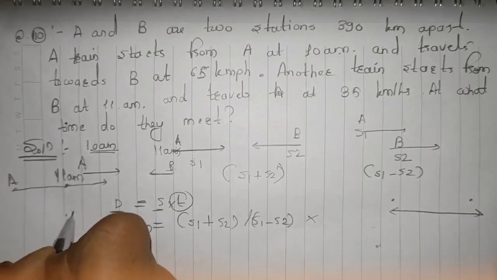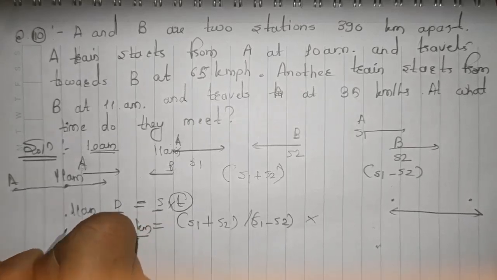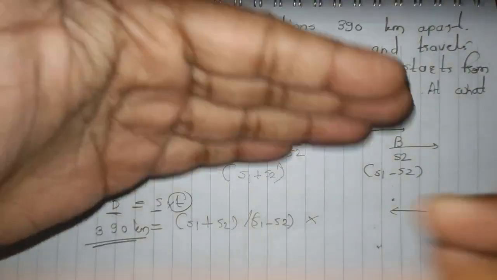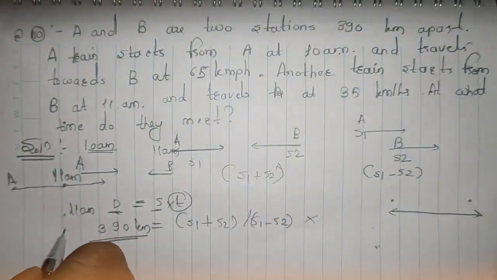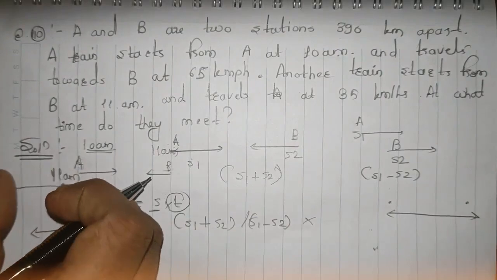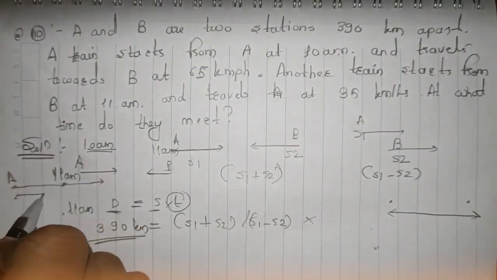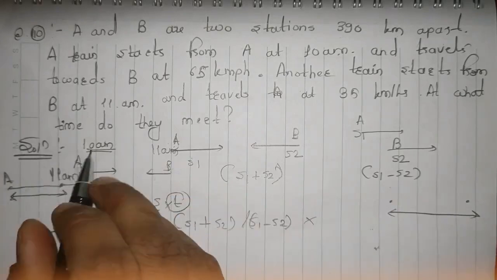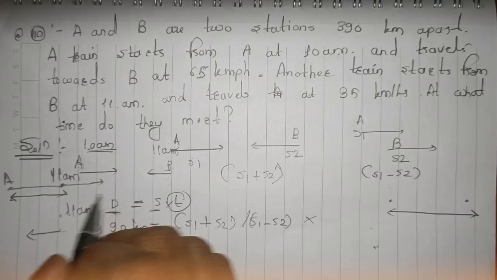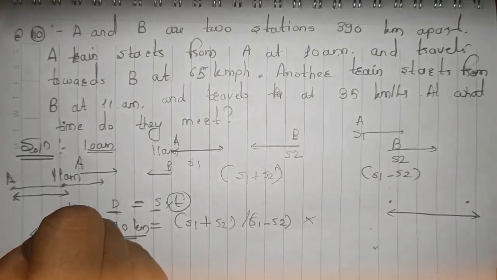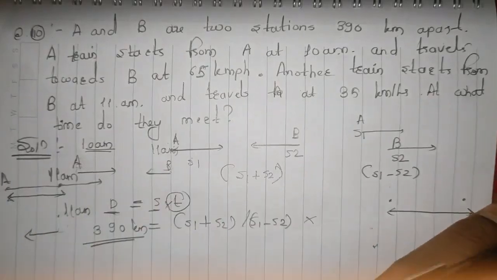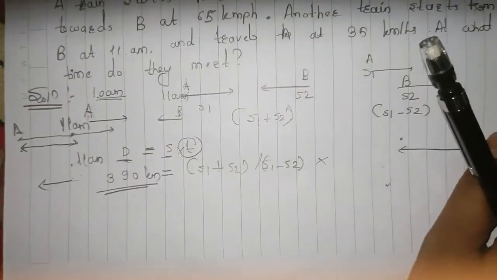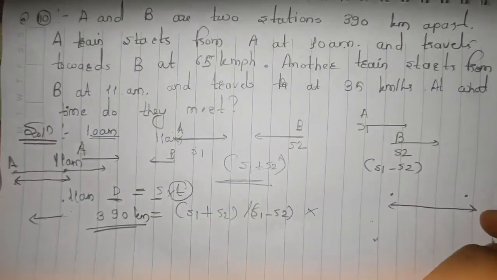Here at 11 a.m. B also starts moving, and it travels towards A, which means they are traveling in opposite directions, right? So we have to eliminate the distance covered by A up to this position. This particular distance we have to simply eliminate. We will consider A's distance from 11 a.m., as B has started from 11 a.m. from here, right? Now, as they are moving in directions opposite to each other, we will use this one, S1 plus S2, right?